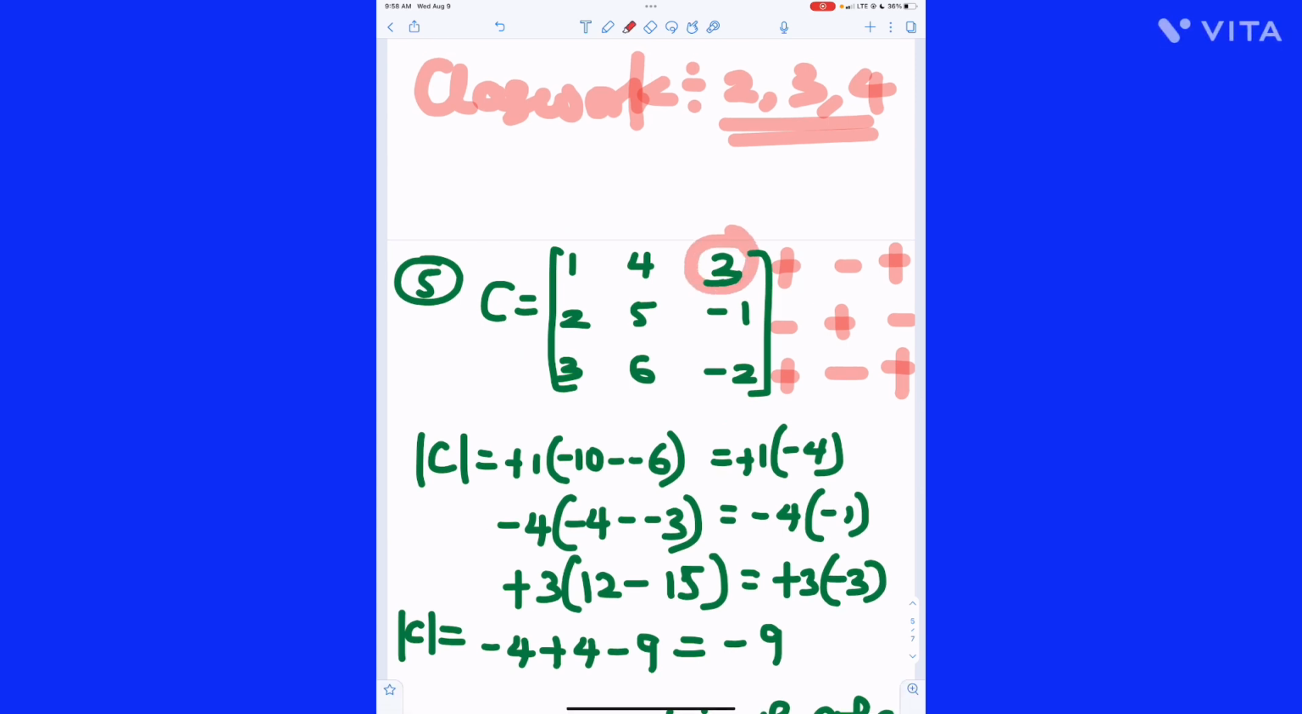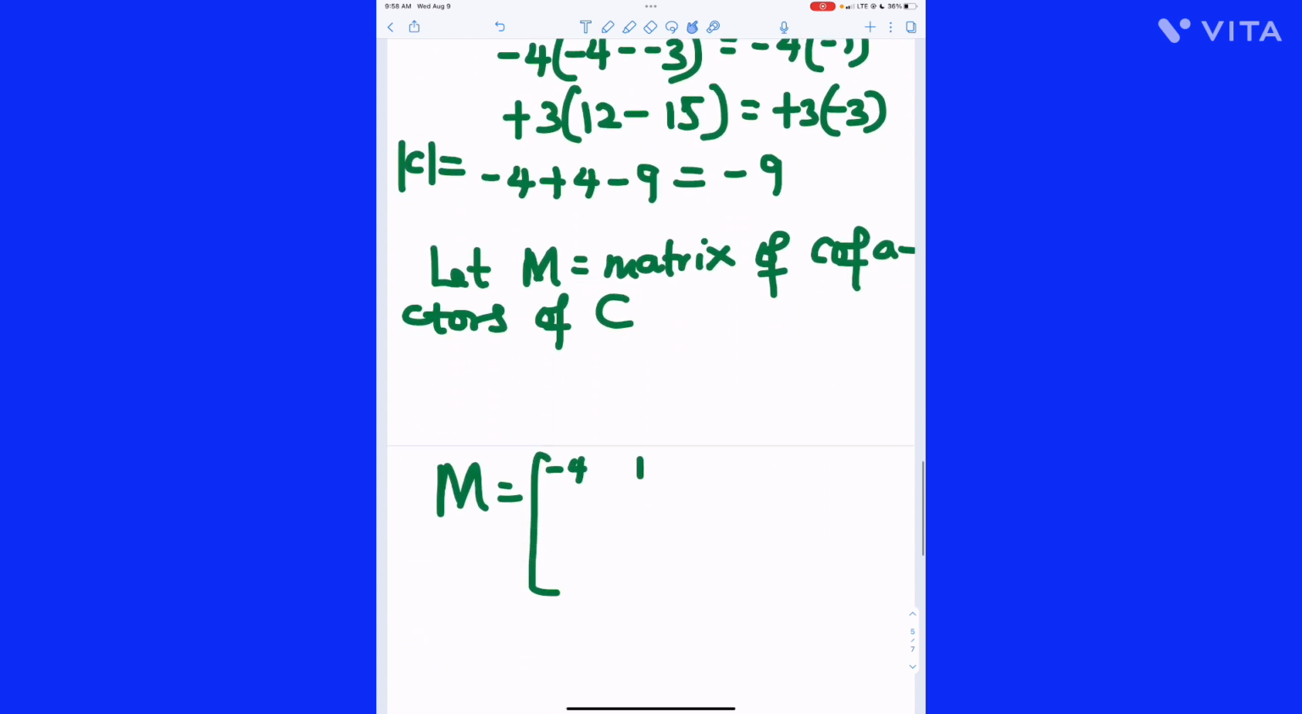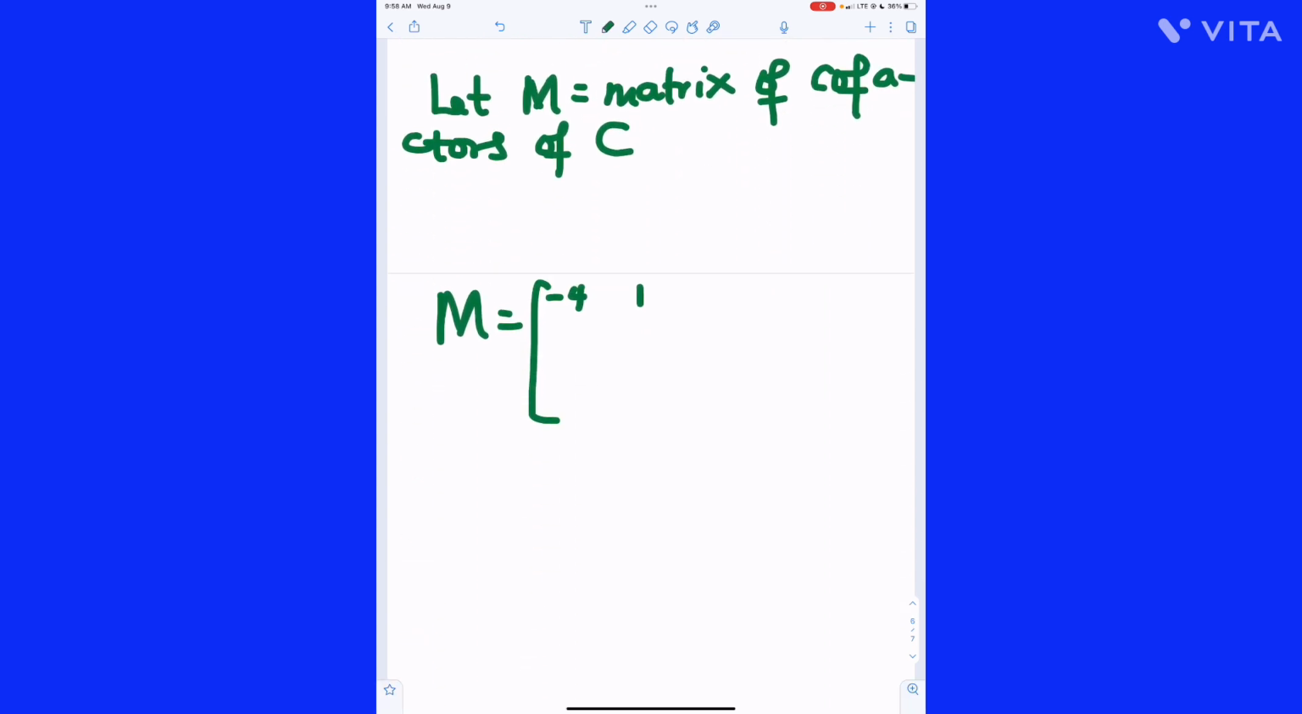To get the cofactor of 3, first I know it should take a plus sign. After crossing the row and column of 3, what I have left is 12 minus 15. 12 minus 15 is minus 3. Minus 3 times plus sign will give me what? Minus 3. So the cofactor for this position is minus 3.